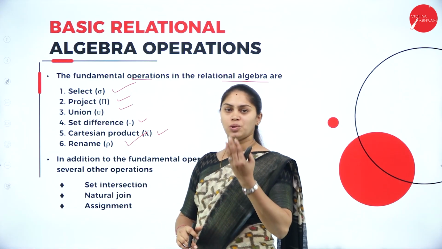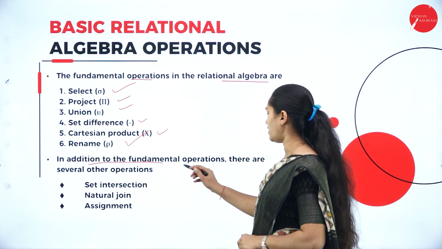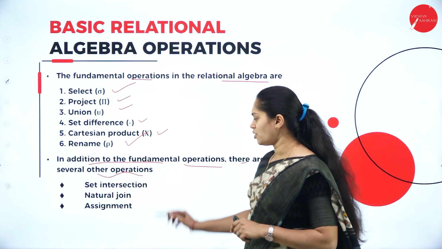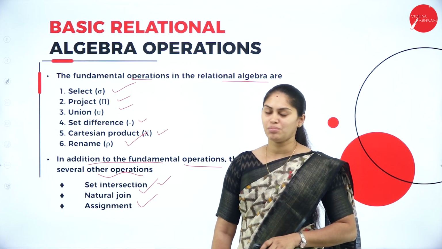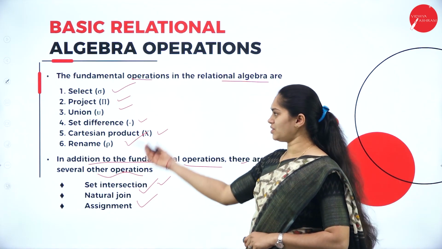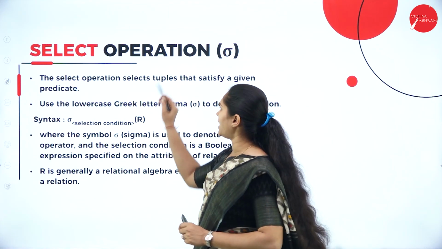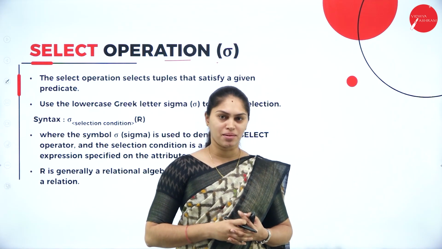When we want to extend the operations, for that we have operations additional to the fundamental operations. There we also have several other operations that include set intersection, natural join, and also the assignment operation here. We'll start with the first one, that is the select operation. Here we have the select operation. There we use a sigma symbol in order to represent it.